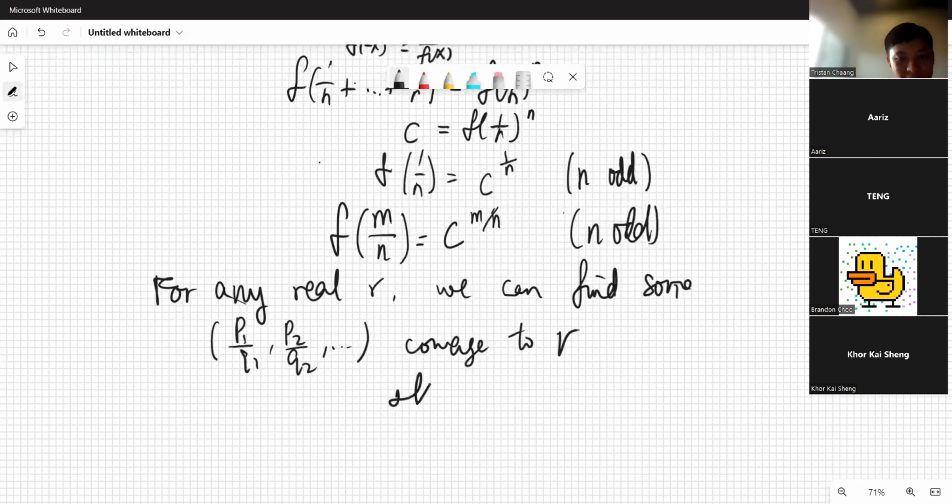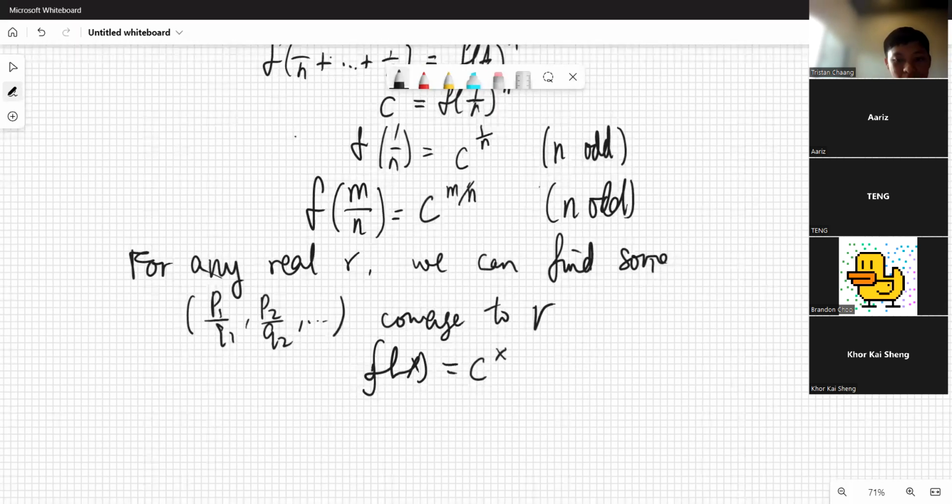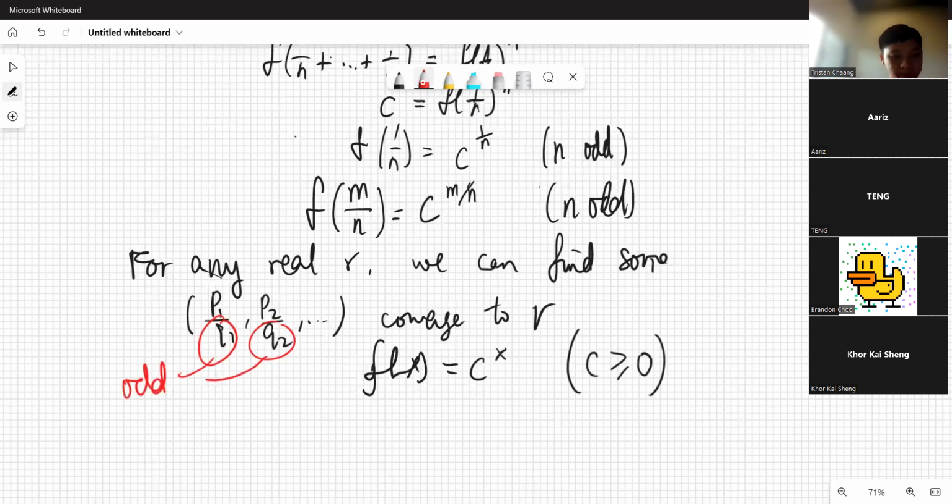So fx is c to the x, where c is a fixed non-negative number. I didn't complete this sentence, sorry. These must all be odd. And of course, these are all integers.